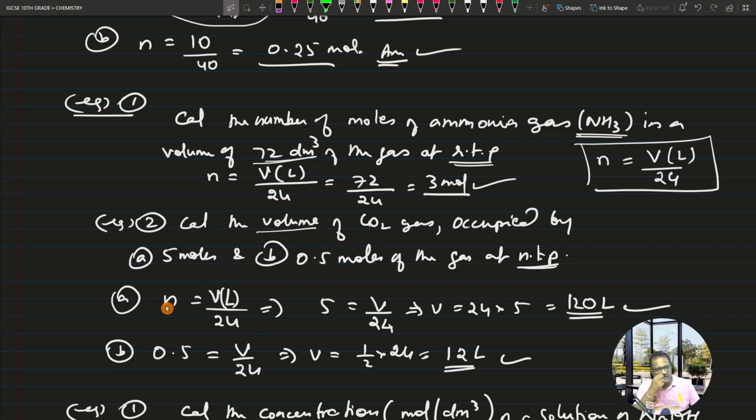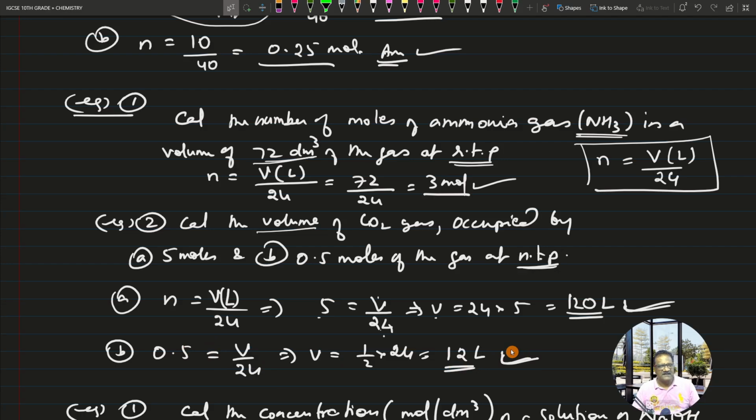So again the same formula, N is equal to V in liters upon 24. Now in this case, the moles is given to you, N is given to you. So take that as 5 equal to V upon 24. So V will be equal to 24 into 5. When you multiply this 24 into 5, you get 120. And the unit will be liters, of course, because this V is in liters. And for 0.5 moles, 0.5 equal to V upon 24. So V will be equal to 0.5 into 24. That works out to 12. So answer is 12 liters.